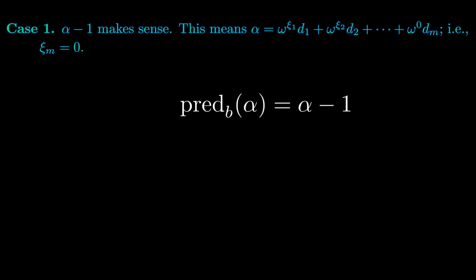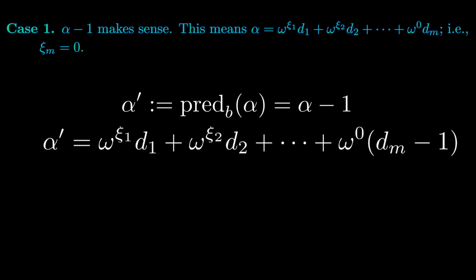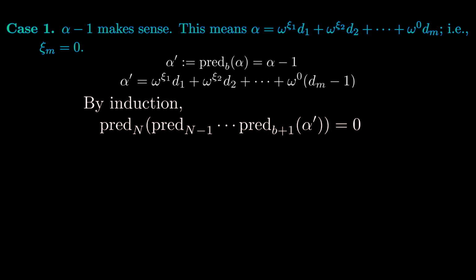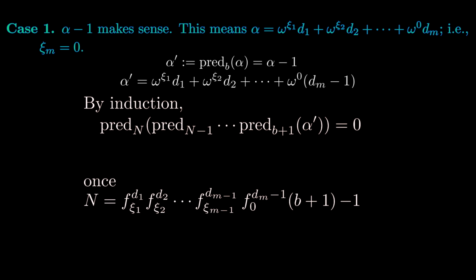Let's call this predecessor alpha prime. Then, by definition, alpha prime's Cantor normal form will be the same as alpha's, except that the last digit is 1 smaller. Since alpha prime is smaller than alpha, the induction hypothesis tells us that the base n predecessor of the base n minus 1 predecessor all the way down to the base b plus 1 predecessor of alpha prime is 0 once n is equal to this.